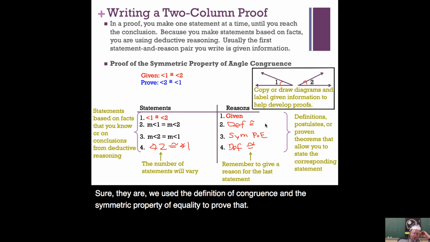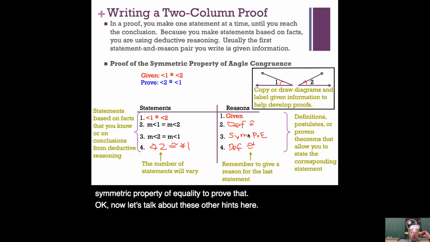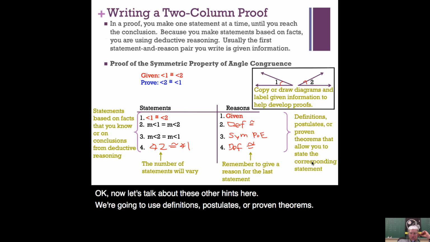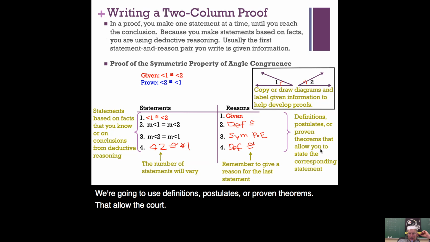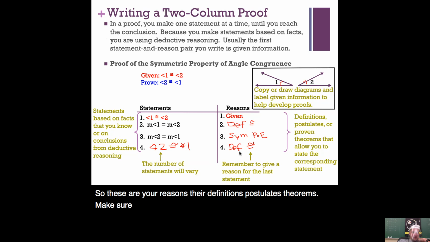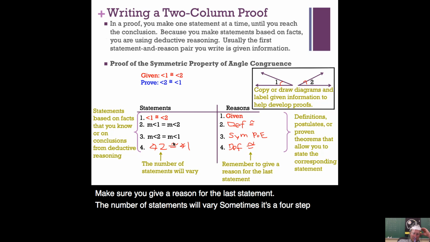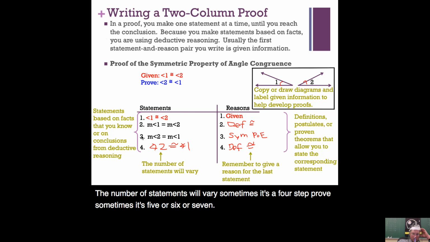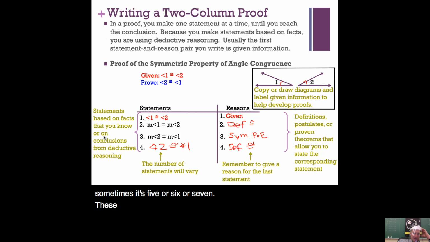Okay, now let's talk about these other hints here. We're going to use definitions, postulates, or proven theorems that allow you to state the corresponding statement. So these are your reasons. They're definitions, postulates, theorems. Make sure you give a reason for the last statement. The number of statements will vary. Sometimes it's a 4-step proof. Sometimes it's 5 or 6 or 7. These statements are based on facts that you know or conclusions that you can draw from deductive reasoning.